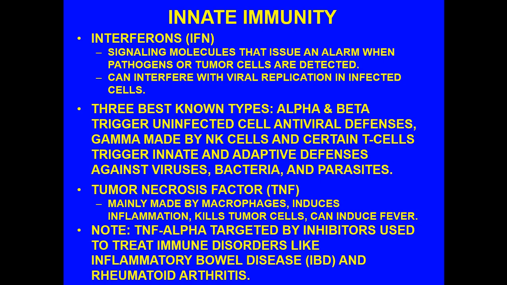Now, again, it plus a lot of other cytokines started to be produced in much greater amounts in the 1980s as a result of biotechnology. You take the gene out, you put it into some other cell, it produces a lot of this stuff, then you start studying it. Tumor necrosis factor alpha was targeted by inhibitors, and these were used to treat immune disorders. What I mean by immune disorders is this: when your immune system attacks your own tissue. Diseases like inflammatory bowel disease, IBD, and rheumatoid arthritis were two of them.